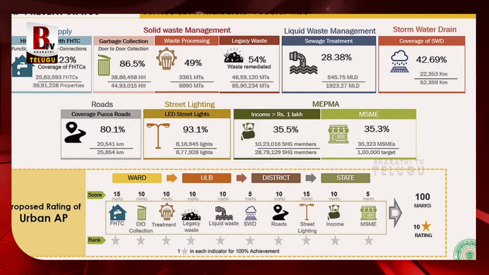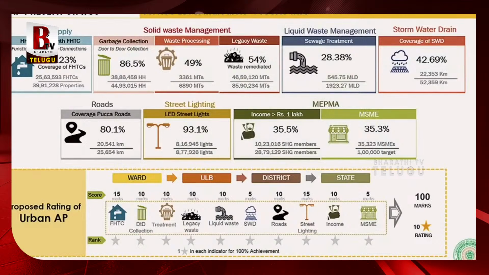How much liquid waste is generated, and how much of it is being processed as of now. The other is the stormwater drain, sir. What is the extent of stormwater drainage needed, covering all the ULBs, and as of now, what is the actual coverage? That is also a basic indicator, sir. Another important thing is roads, the coverage of Pakka roads. In fact, not all roads are Pakka in nature in the ULBs. As of now, only 80.1% of the roads in ULBs are Pakka in nature.